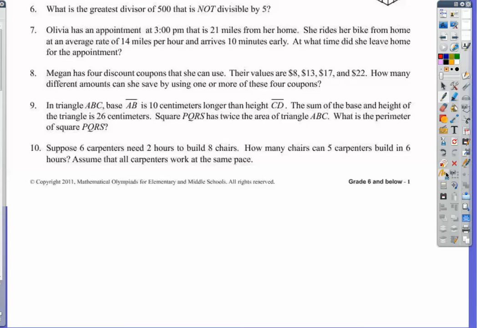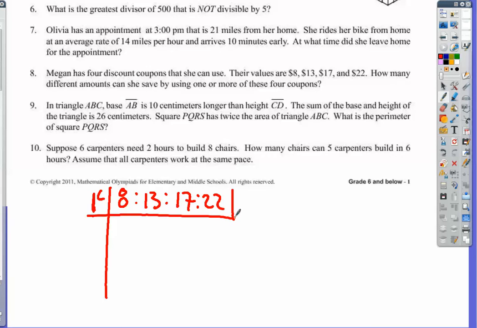Well, here's what I'm going to do. I think we need to figure out, if she only uses one coupon, how many combinations do we have? If I have one coupon, I have an 8, 13, 17, 22. So I have 4 combinations.